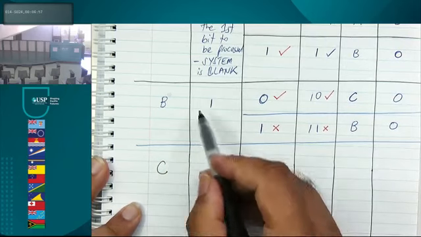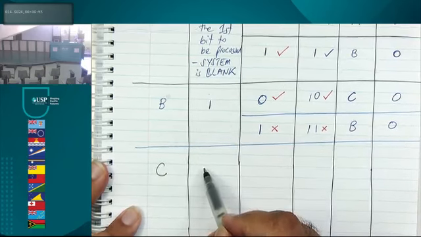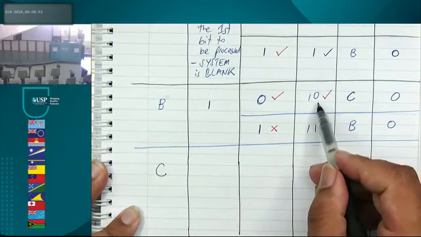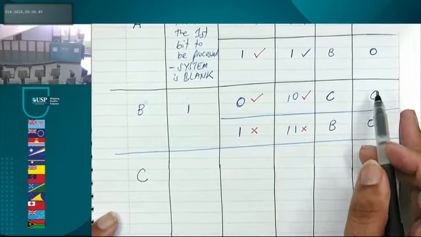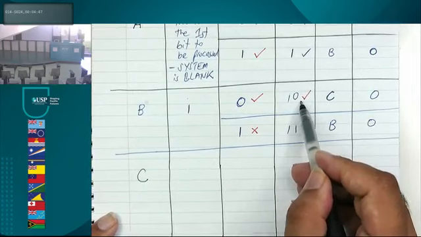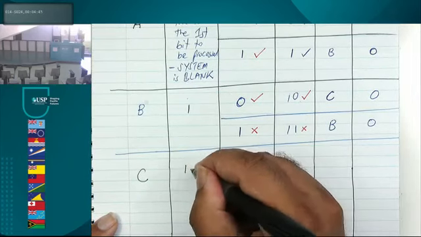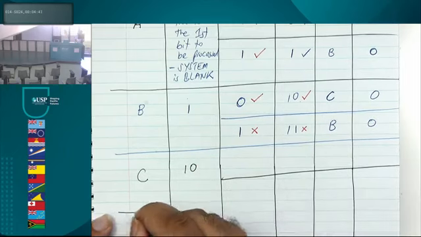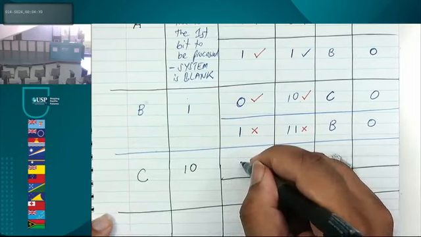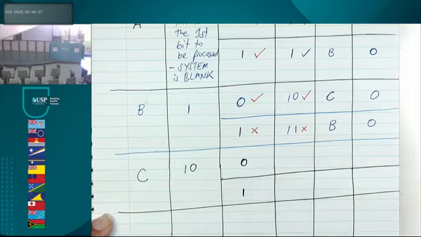Now in C, what do we fill in over here? What is the past input? Who qualified? Basically, let's look at it from the point of view of a tournament, like a football tournament. Who qualified? It was 1 0. So we bring that 1 0 here. Over here, this line can only have two possibilities. It can only have a 0 or a 1.